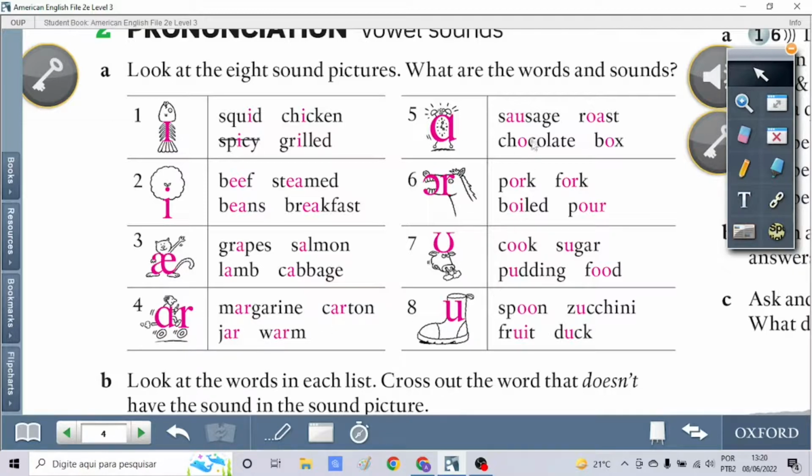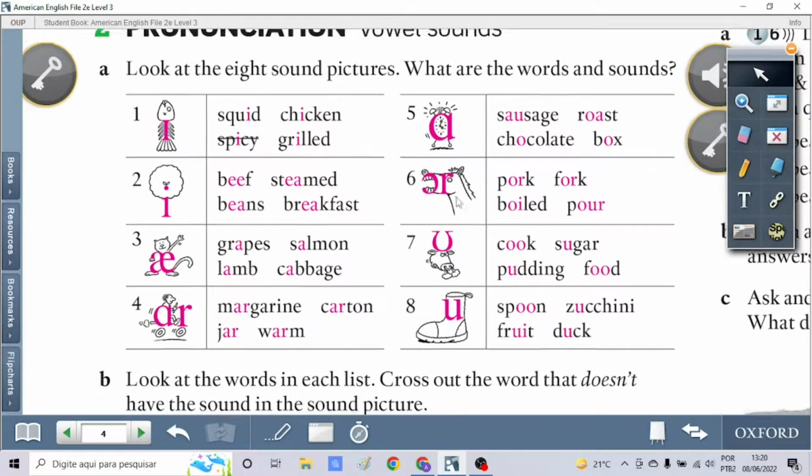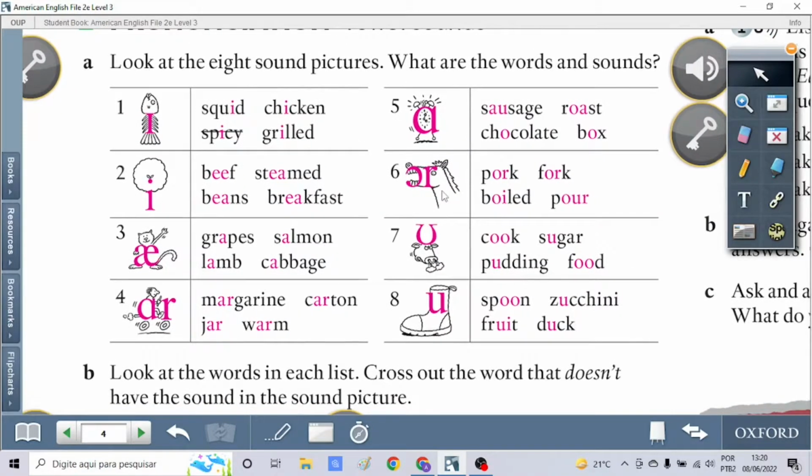In number 4, we have the R sound. In number 5, we have the ah sound, like in clock. In 6, we have the or sound, like in horse. In number 7, we have the sound as in bull, the short U sound. In number 8, we have the long O sound, as in boot.